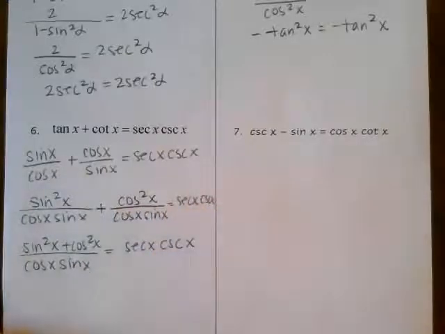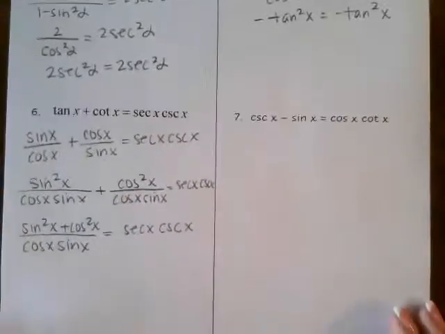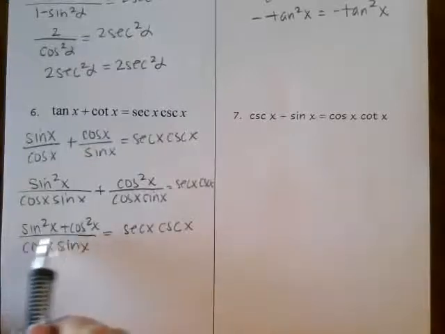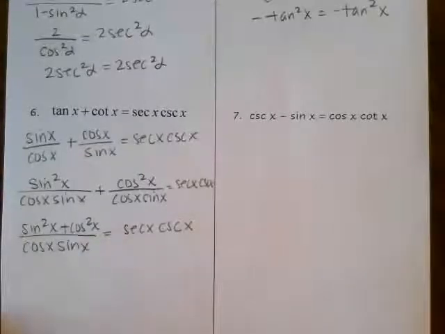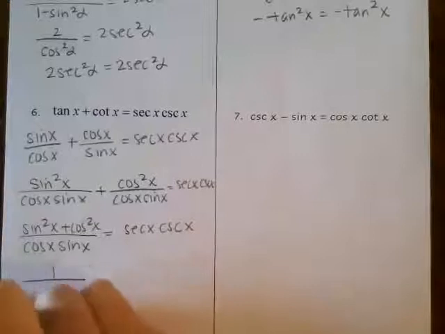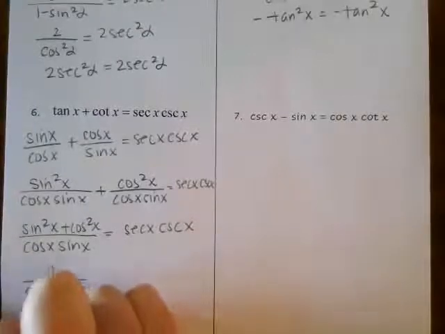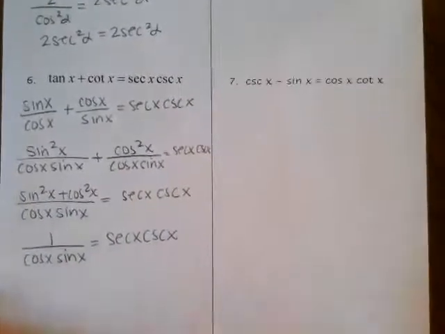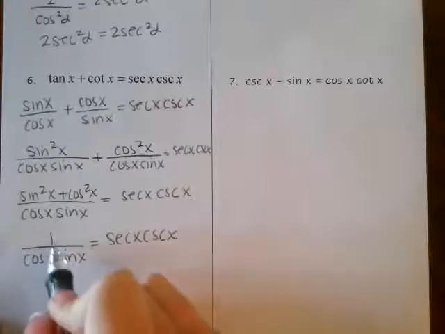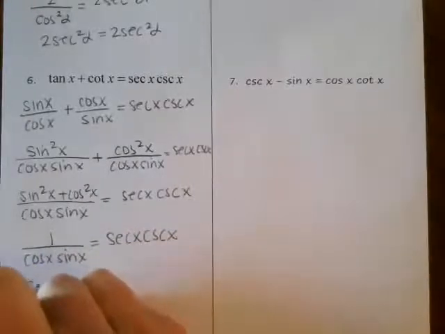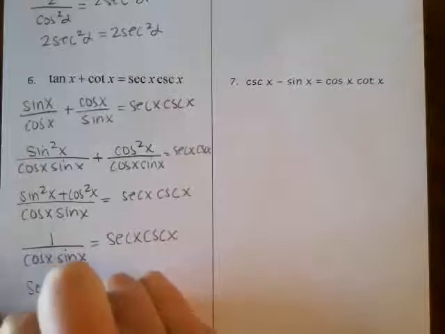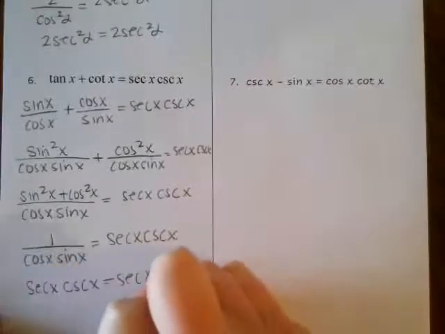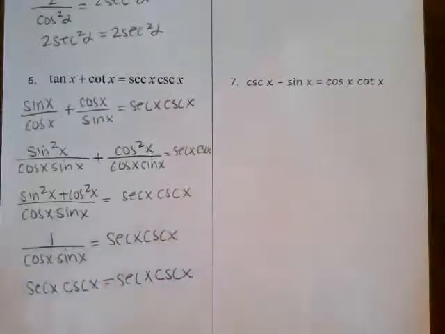The right-hand side is staying the same. As it goes down, you never change the other side. This is an identity you should recognize. Sine squared of x plus cosine squared of x is 1. So we get 1 over the cosine x, sine x. And then you should recognize these reciprocal functions. 1 over the cosine is secant, 1 over the sine is cosecant. So we have verified that side.